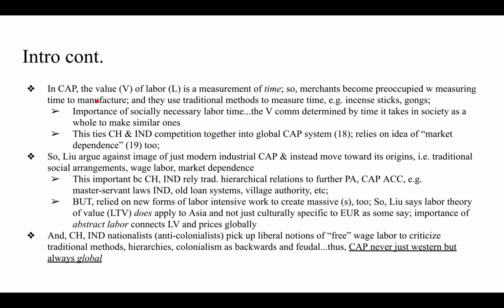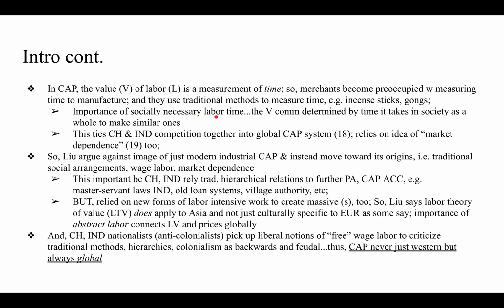And Liu continues to explain in the introduction more about how capitalism works. And of course, in capitalism, the value of labor is a measurement of time. So this is socially necessary labor time. So merchants become preoccupied with measuring the time it takes to manufacture commodities. And what's so interesting about the two regions that Liu is looking at is that they use traditional methods to measure time, for example, incense sticks or gongs. Okay, so there are these older pieces of technology that are being incorporated into primitive accumulation and used in new ways to measure time, for instance.